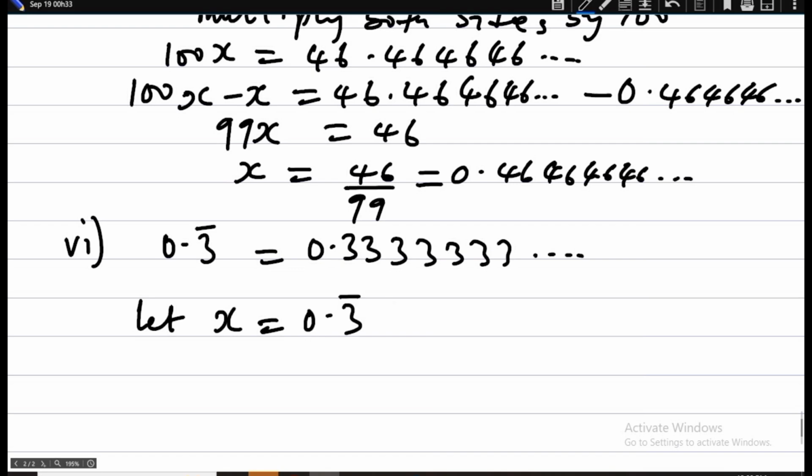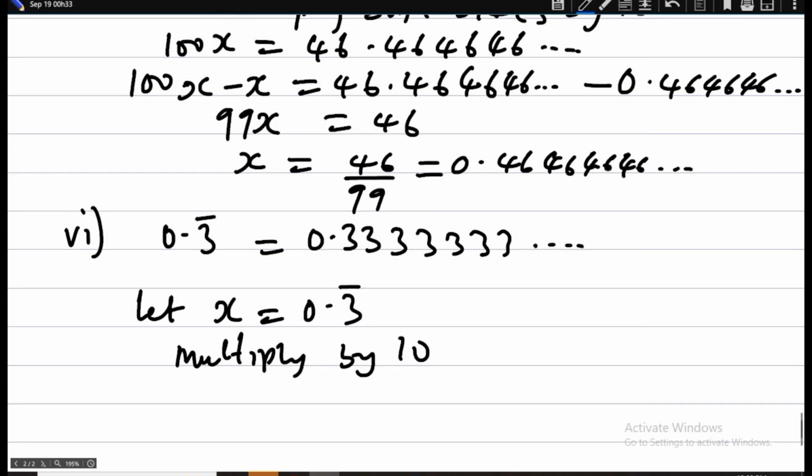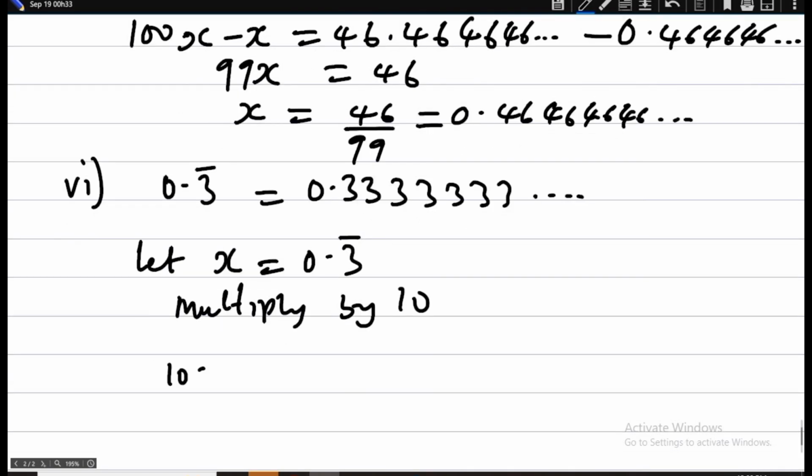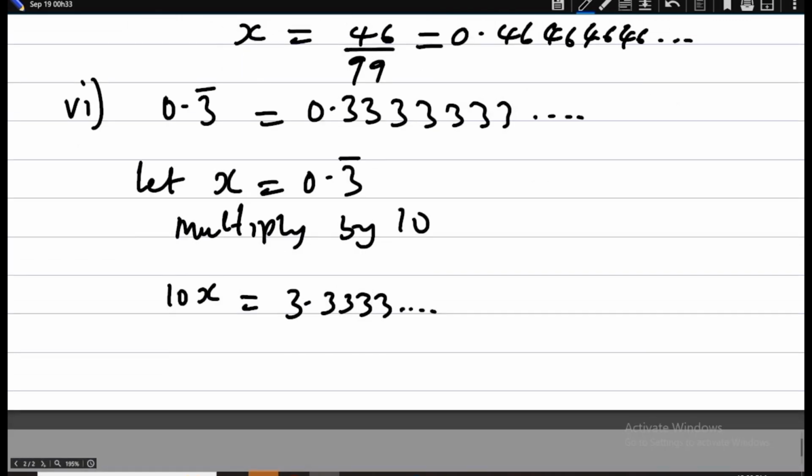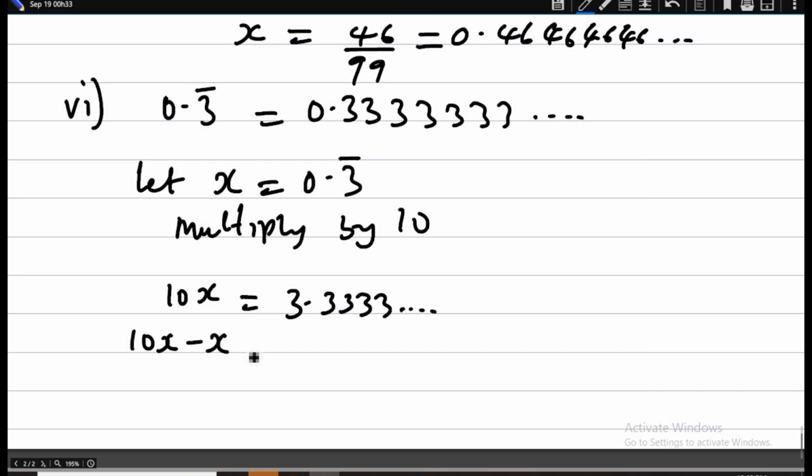You know the meaning of bar now. Bar means it continues. So in this case, since we are just having 3, we can multiply it by 10. So I'm going to have that 10x is equal to 3.3333 that continues that way. Now we subtract x from both sides. So I'm going to have 10x minus x is equal to 3.3333 that continues, minus 0.3333 that continues that way.